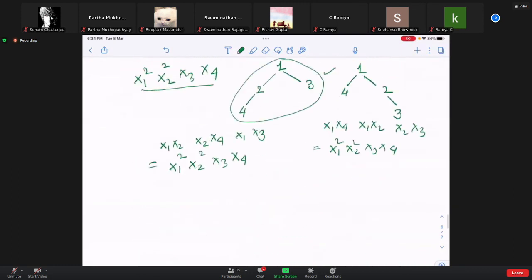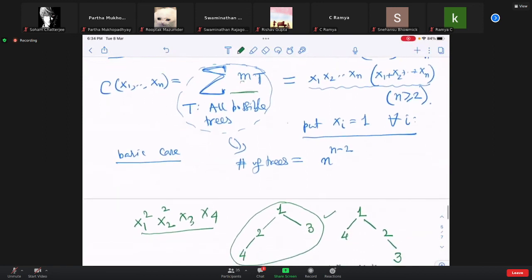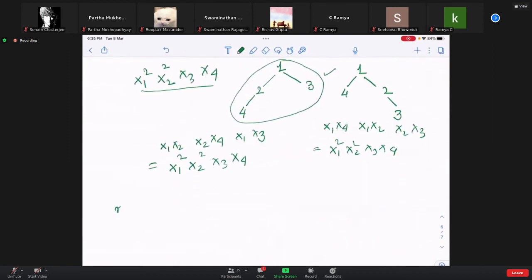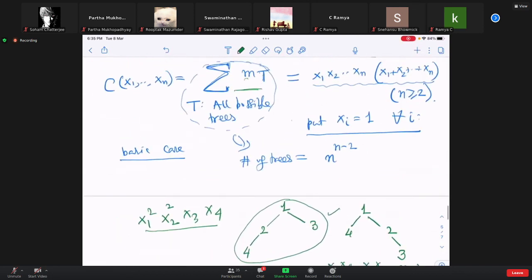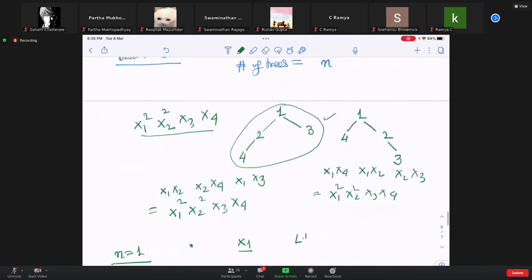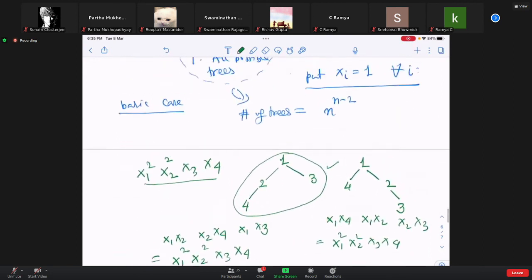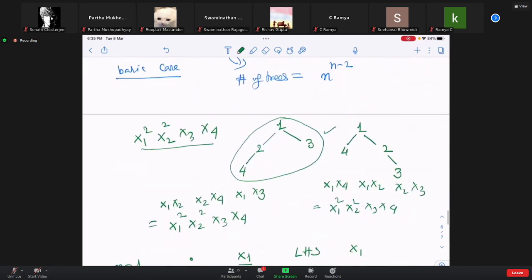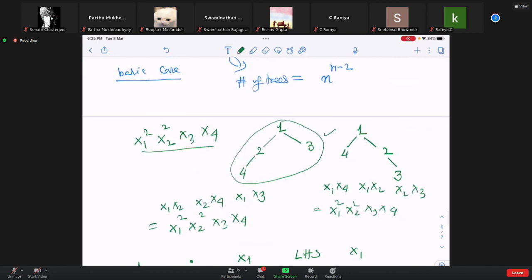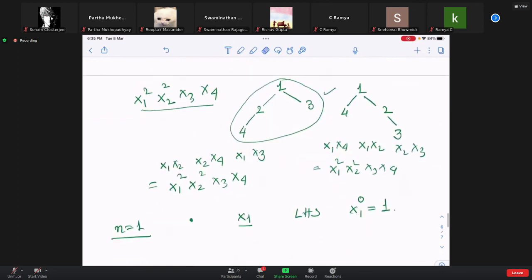Okay, so let's do one more check. I'll conclude today's class. Let's check the n equal to 1 case. Obviously, the number of trees is only 1. So now we have x1. What do you have on the left hand side? Sorry, the left hand side is x1 power 0, because the degree of this tree is 0. There is no edge here. So the left hand side is x1 power 0, equal to 1. What is the right hand side?